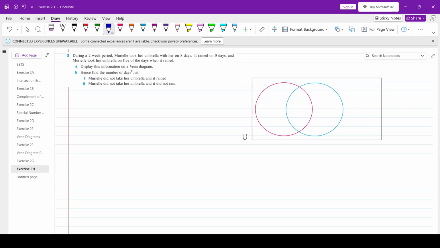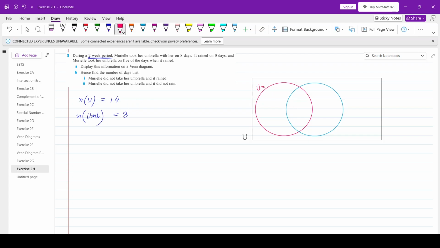During a 2-week period, Muriel took her umbrella with her on 8 days. So this is supposed to be our universal set, 2-week period, and the number of days in 2 weeks are 14. So number of elements in U is 14. Muriel took her umbrella with her on 8 days. So the number of elements when we have umbrella, let's write it UMB, because U we have already taken for the universal set. This is going to be 8.